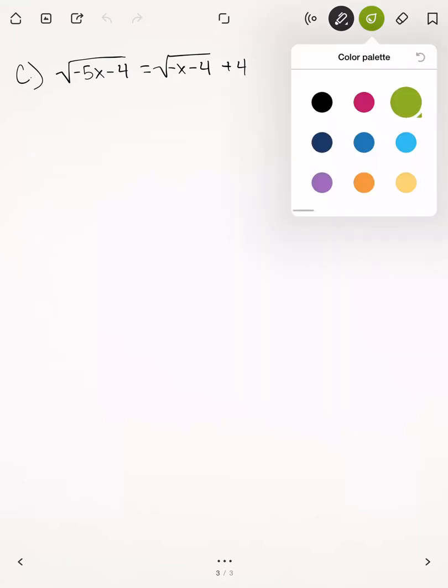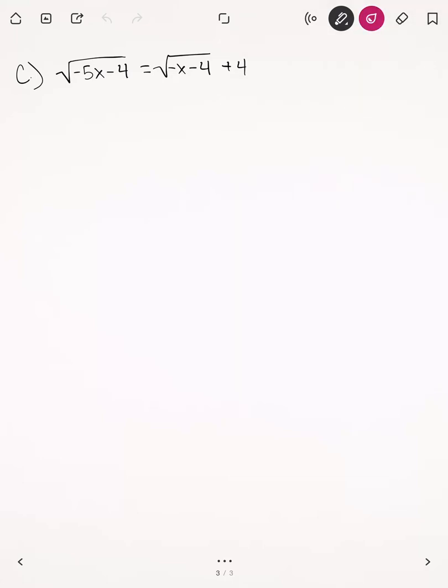So here we go. I am going to square both sides, but I have to be careful because on this left side, yes, the radical does cancel out, and I'm left with negative 5x minus 4. But on the right side, I cannot just cancel out the radical. I actually have to multiply it out. So I'm going to use the area model.